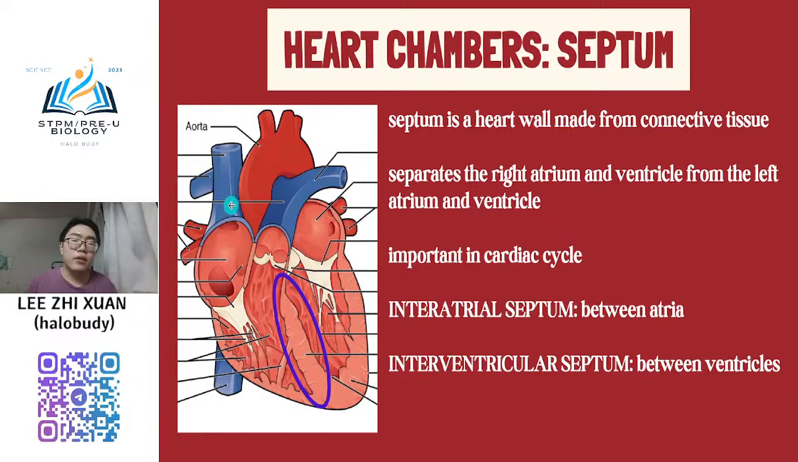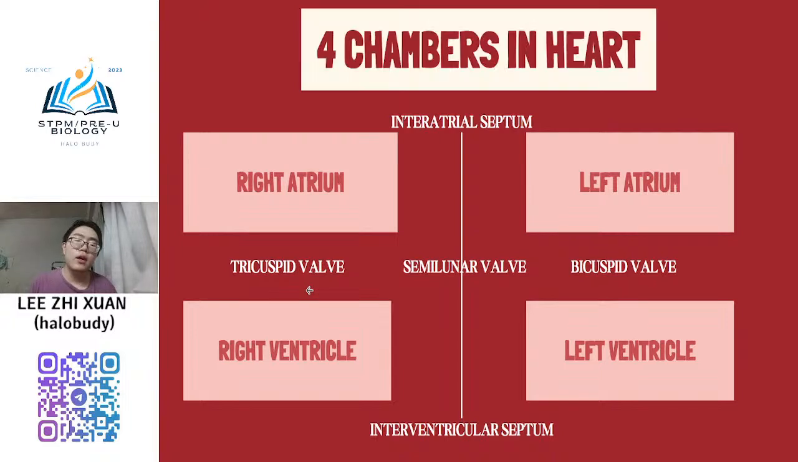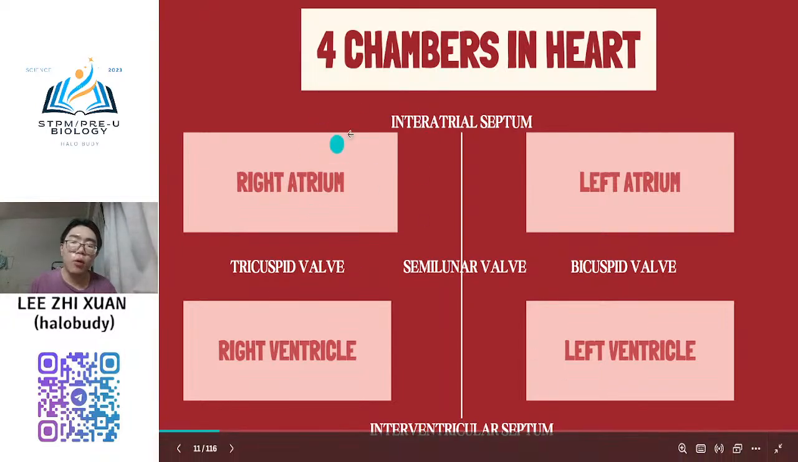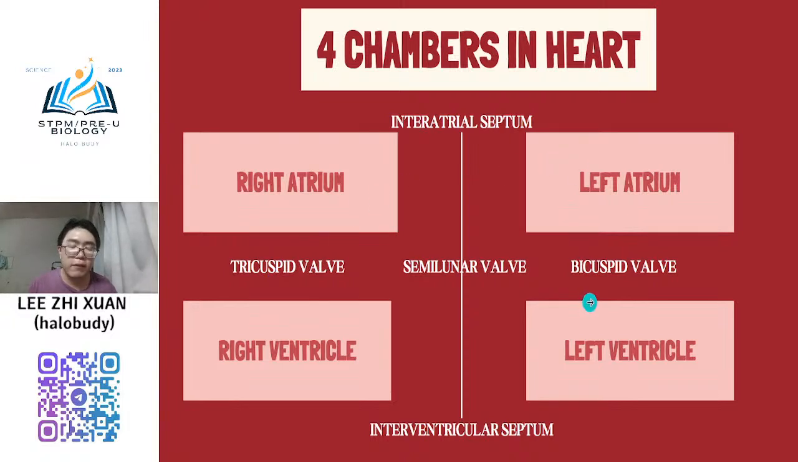Okay, so now I want to mention the heart chamber too, but it's about the septum. So septum is one type of connective tissue of the heart wall that separates the ventricles and the atria. If you look at the four-chamber view, here at the middle part, it already separates the right hand side and the left hand side, right?